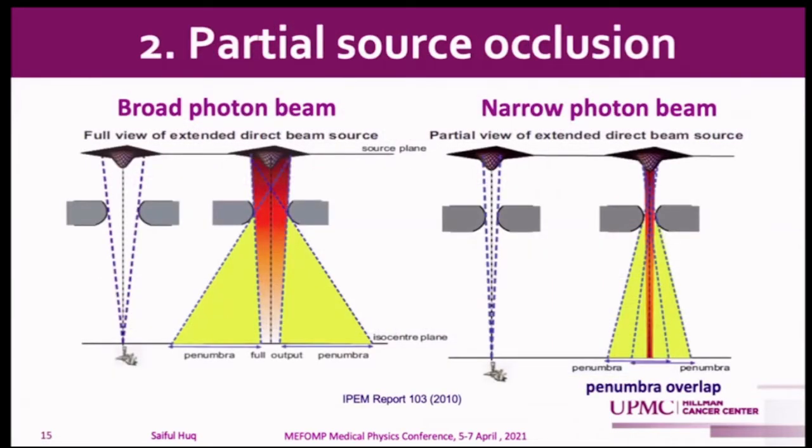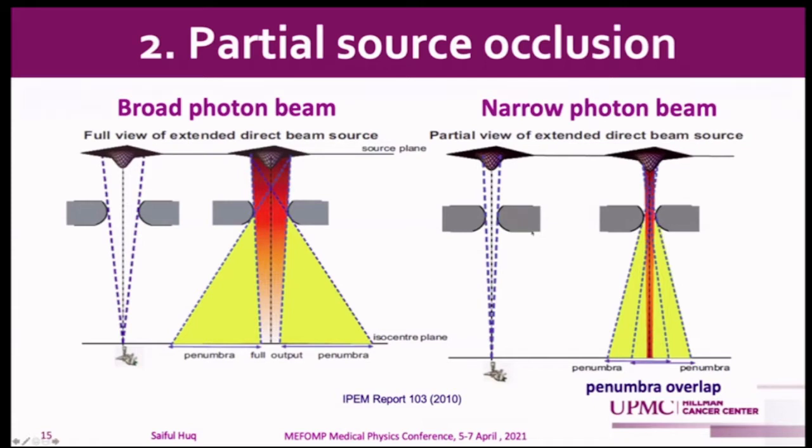The second condition is partial source occlusion. On the left, you see a broad beam condition, and on the right, a narrow beam condition. For the broad beam, the field size is large. You can see the collimators open widely, and from the measurement point, you can see the entire radiation source. There is no occlusion of the primary radiation source, and the field size set by the collimator matches the full width half max that we measure, say, at 10 cm depth. The yellow color shows the penumbra.